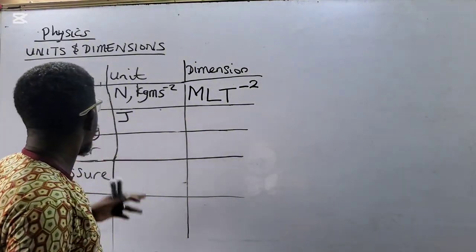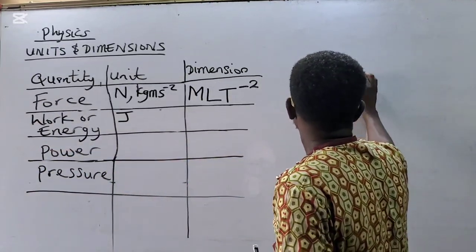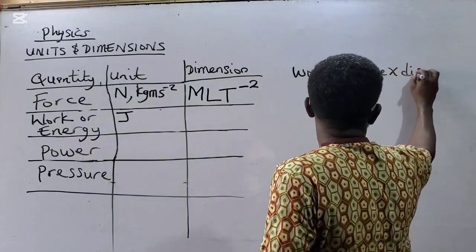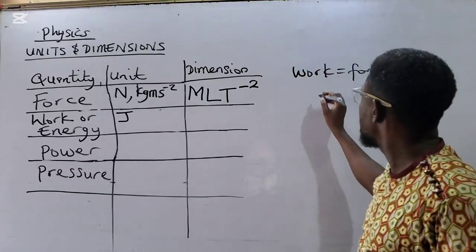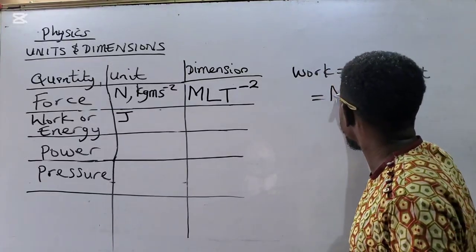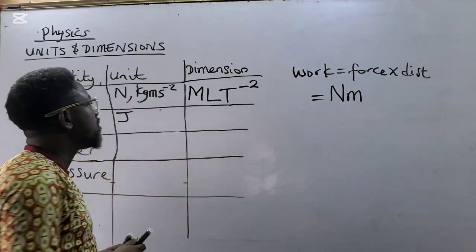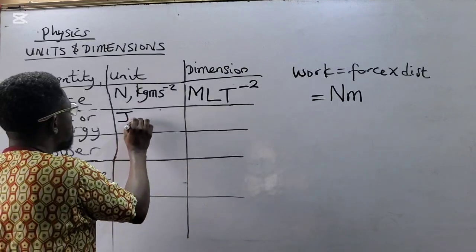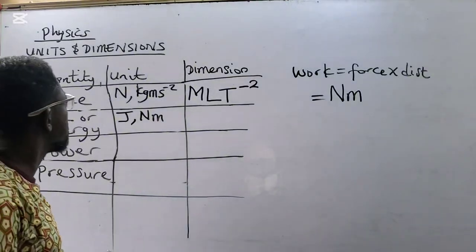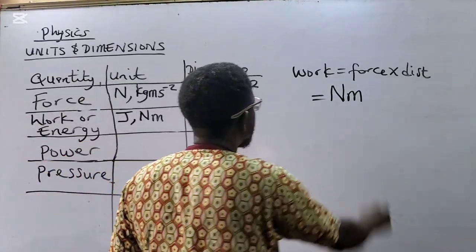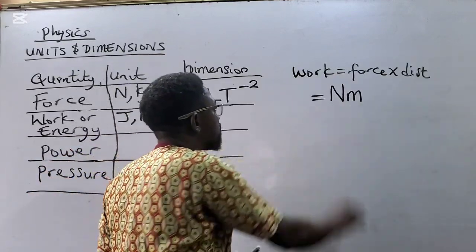So now let's look at the work or energy. Now work. Work is force times distance. The unit of force is the newton. The unit of distance is the meter. Which means an equivalent unit to the joule is newton meter. But still from here, we still cannot get the dimension of work. We still need to get an equivalent unit to this one.